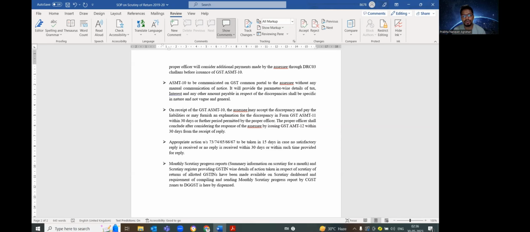Monthly scrutiny progress report and scrutiny register providing GSTN-wise details of action taken in respect of scrutiny of returns allotted have been made available on the scrutiny dashboard, and the requirement of compiling and sending the monthly scrutiny progress report by CGST zones to DG GST is hereby dispensed. It means the monthly GSTN-wise scrutiny progress report and scrutiny register need to be made available on the scrutiny dashboard, and it should be compiled and sent by CGST zones to DG GST.